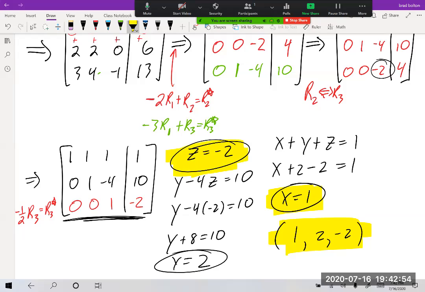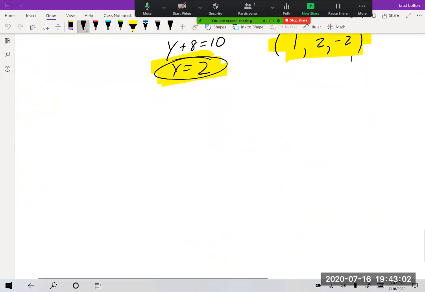So this is how we can use row echelon form to solve a system of equations for us. What I'd like to do now, you guys, is show you how to do the same exact problem, but in our calculators. So please get out your calculator. Pause the video if you need a minute to go grab it.